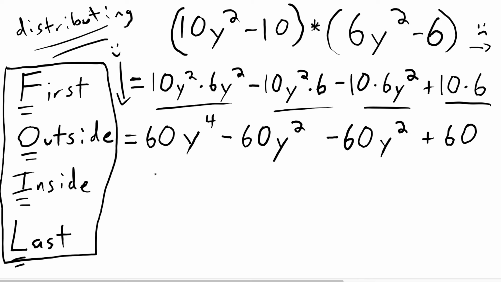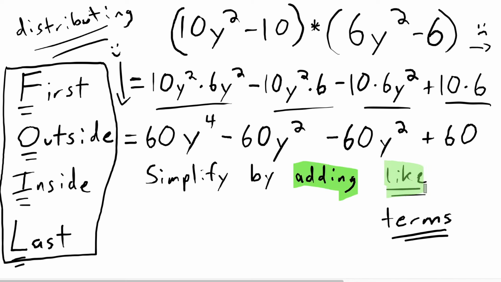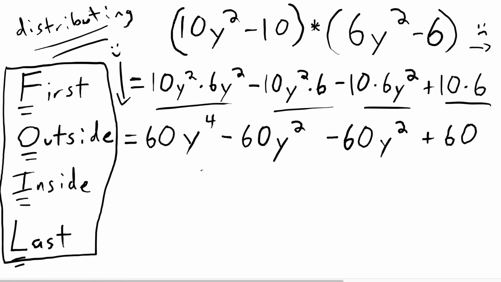Now we're going to do a really important step to simplify algebraic expressions, which is adding the like terms. If you notice, this first piece is a bunch of y to the fourths. It's 60 of them. And that's different from these two pieces. These are y squareds, and this piece doesn't have y in it at all. We basically have three groups here to simplify.